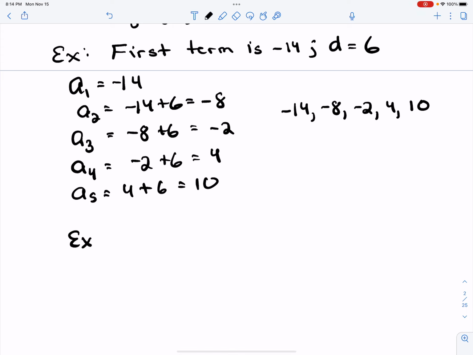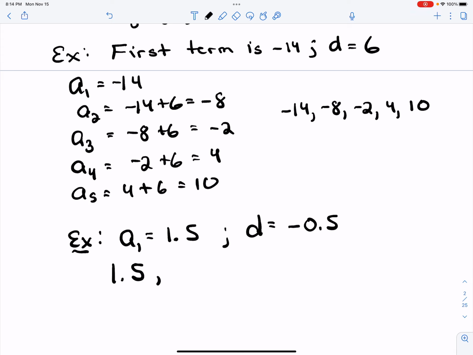And keep in mind, your common difference can be negative too. Let's say a sub 1 equals 1.5, and let's say your common difference equals -0.5. Well, you'd start with 1.5. And then when you add -0.5, you get 1.0. Then add -0.5 again, and you get 0.5. Add -0.5 again, you get 0. Add -0.5, you get -0.5. And there would be your first 5 terms of that sequence. So there you have it.